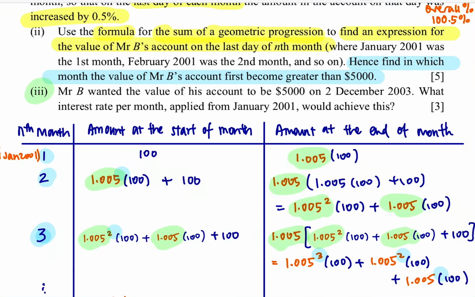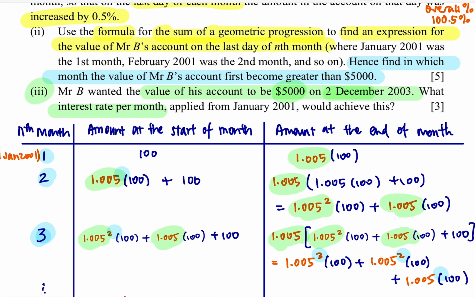So for this question, the third part, the question now wants the value of this account to be $5,000 on 2 December 2003. The question went on to ask you to find the interest rate per month. So that means it's no longer 0.5%. I need to find the interest rate.